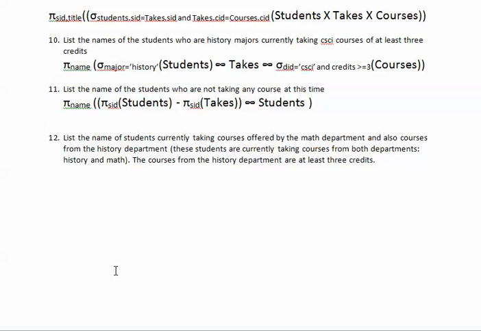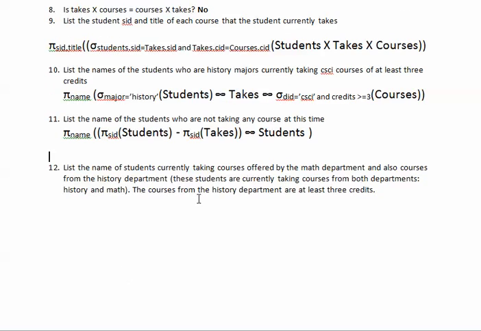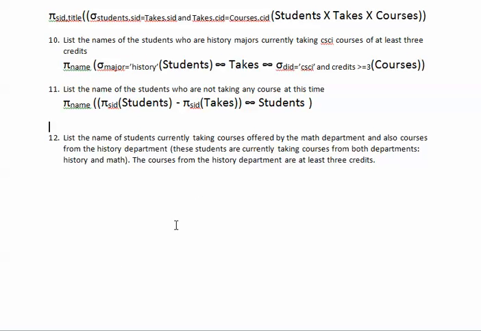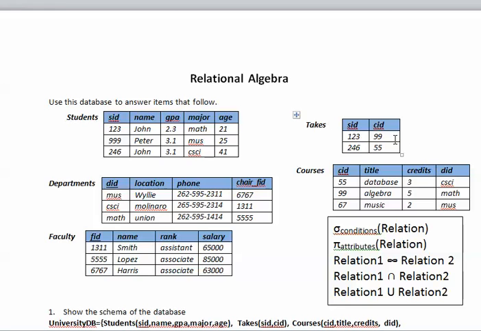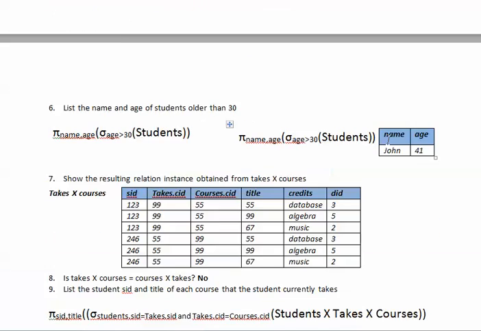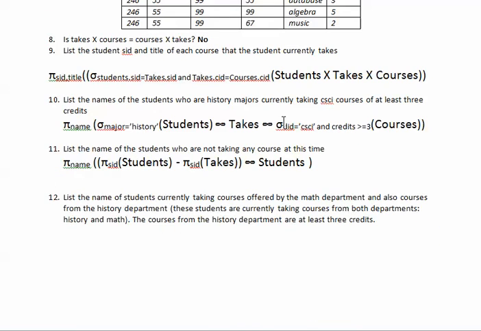Name of students currently taking courses offered by the math department and also courses from the history department. So these students are taking courses in the 2 departments. Okay, so then, let's see, takes doesn't tell us which course of which department offers that. So we need to copy an expression that looks like this, which is a very long expression.